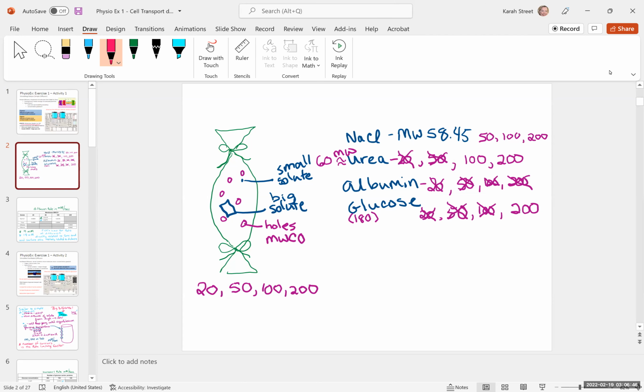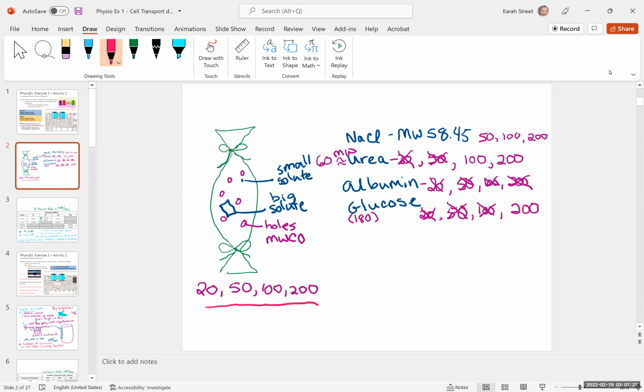So we actually did an experiment very similar to this in our lab. We used dialysis membrane, we filled it with solutes, and that dialysis membrane that we played with in lab had holes in it. In this PhysioEx, we were playing with 4 different molecular weight cutoffs: 20, 50, 100, and 200. We also played with 4 different solutes: sodium chloride, urea, glucose, and albumin.